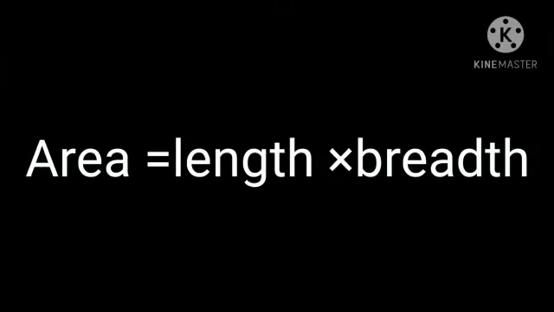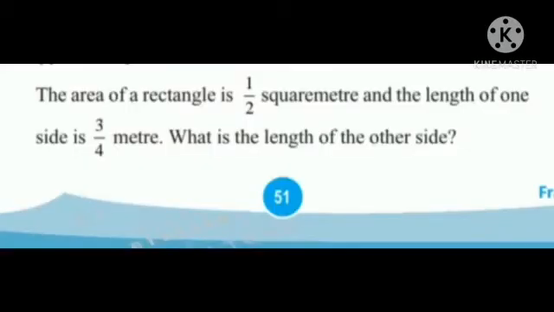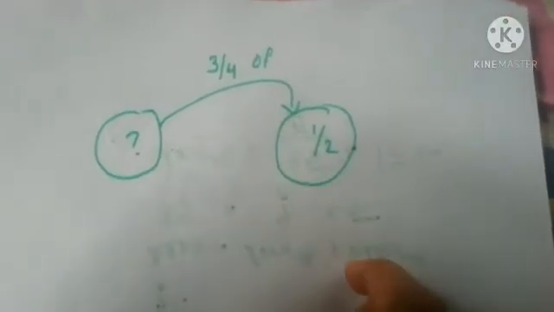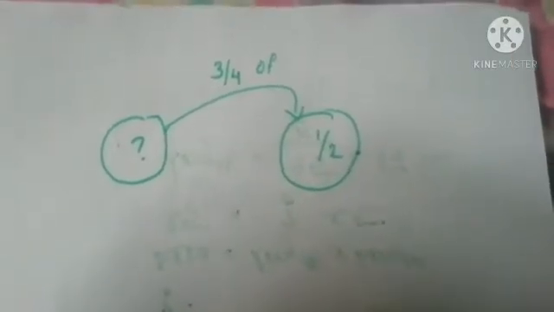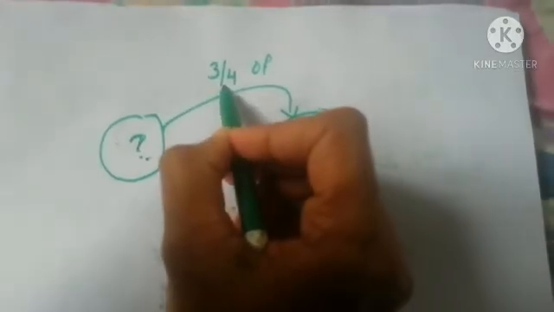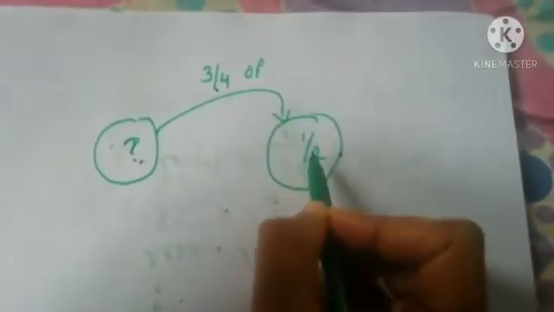Let me think like this. If the area of a rectangle is 1 by 2 square meter and the length of one side is 3 by 4 meter, then what is the length of the other side? This is my second question. We can write it like this. We have learned the back and forth method. From this, some number multiplied by 3 by 4 gives the result 1 by 2.